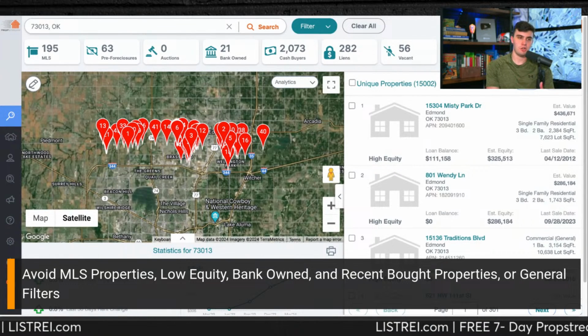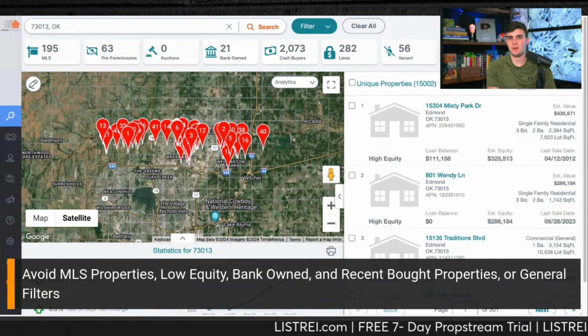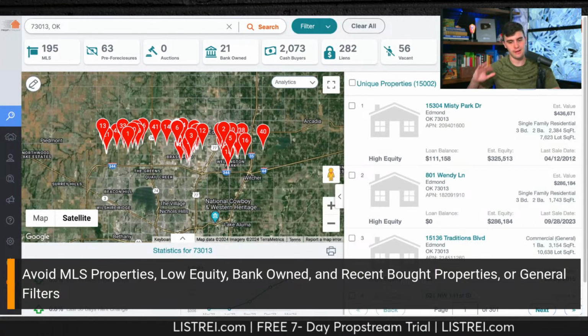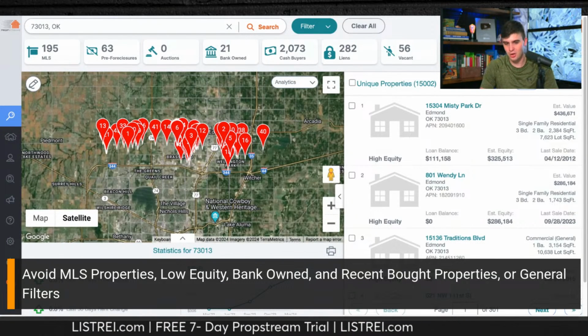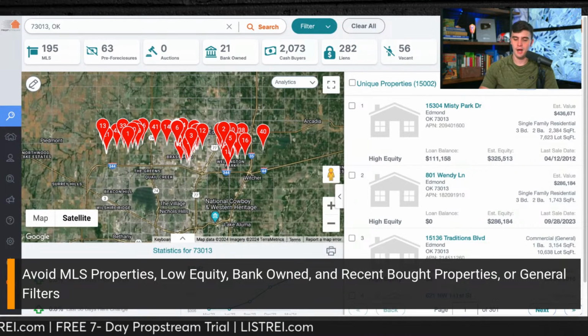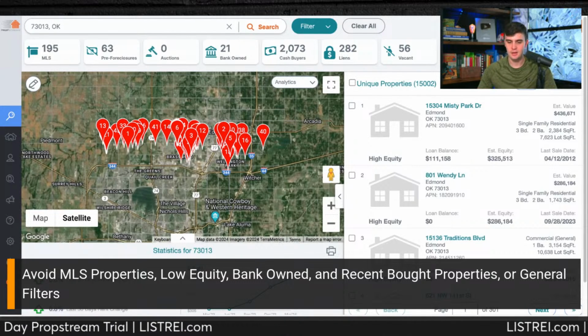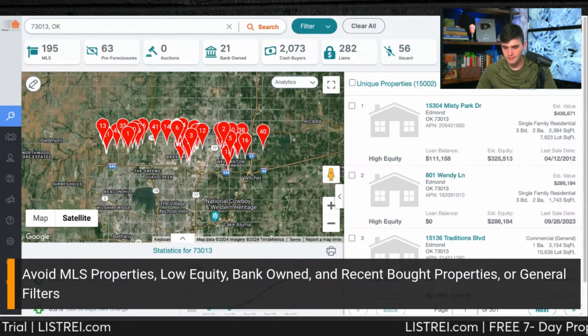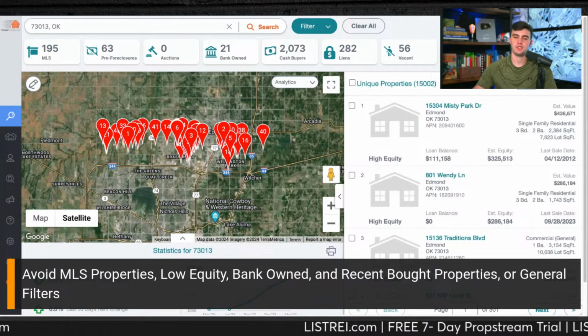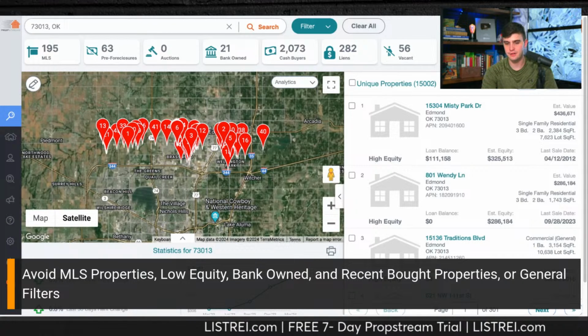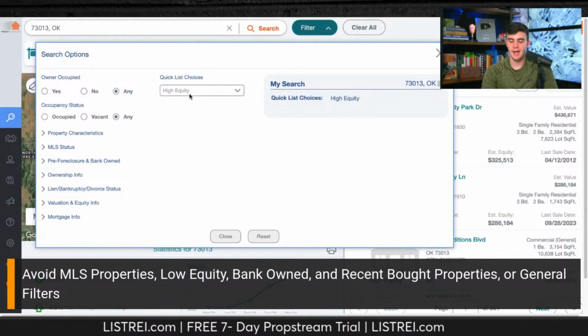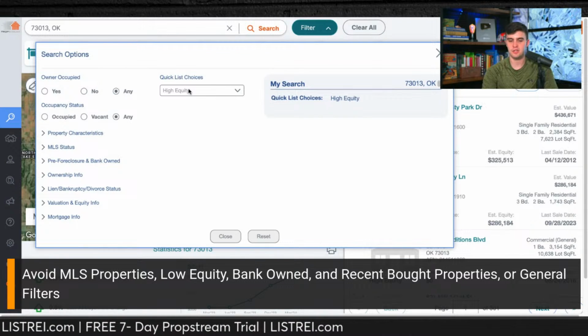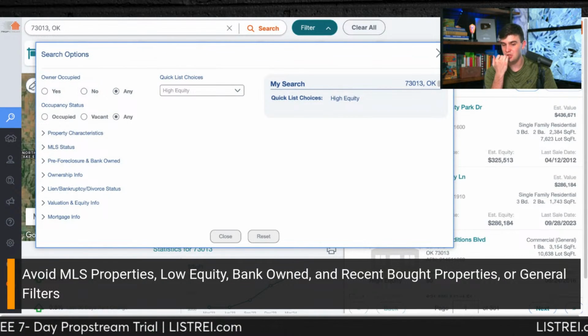Now, if you're doing subject to, you're going to try to create financing terms, right? Seller finance, you're fine. That's good, but we're not talking about that. We're talking about wholesaling real estate right now. Avoid properties that have been recently bought. And most importantly, avoid general filters. What's a general filter again? Literally this. I love PropStream, but I'm telling you, their general filters, I just think they're too basic.